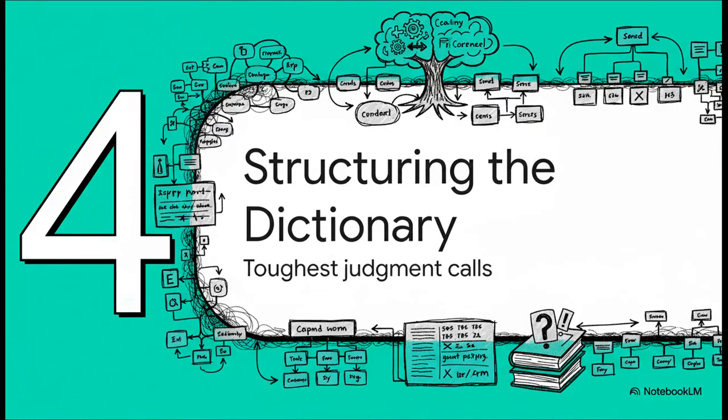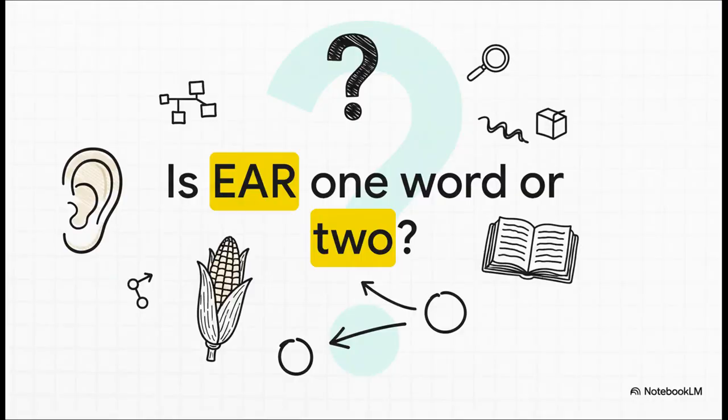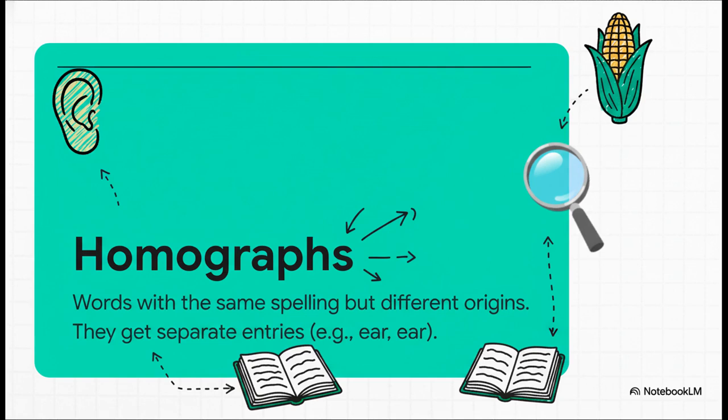This is where the real challenge lies, and it's a topic you'll absolutely want to understand for the exam. How do you actually structure all this information? Let's start with what seems like a simple question, but it has a surprisingly complex answer if you're a dictionary maker. Is EAR one word or 2? The answer is 2. That's because they're homographs, words that are spelled the same but come from 2 totally different words in Old English.